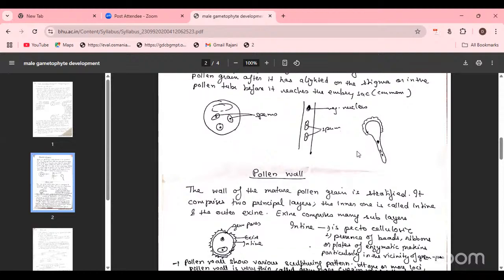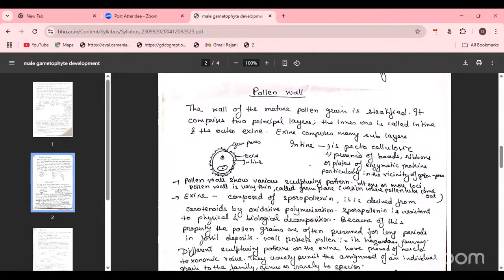See this one, the outer pollen wall is there. The pollen grain wall of a mature pollen grain is stratified. It comprises two principal layers, the inner layer and the outer layer. The inner layer is called the intine, and the outer layer is called the exine.